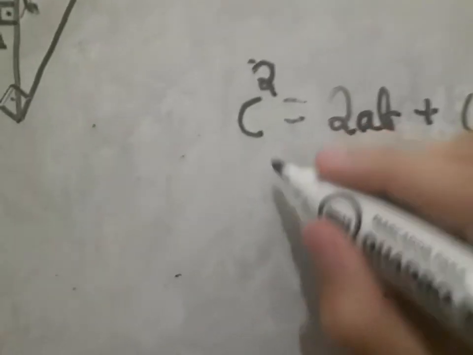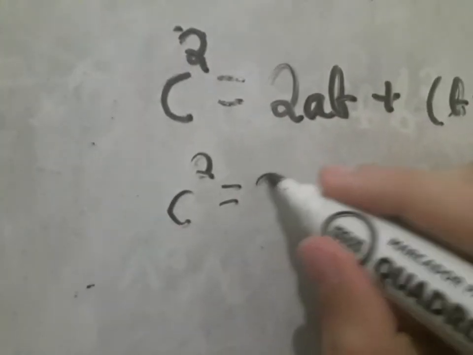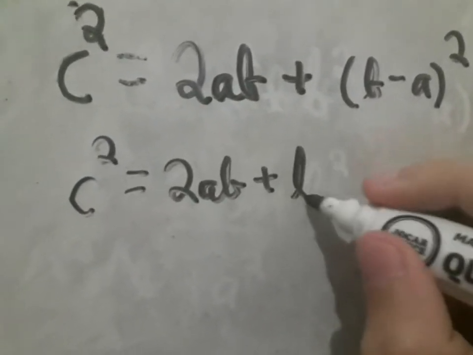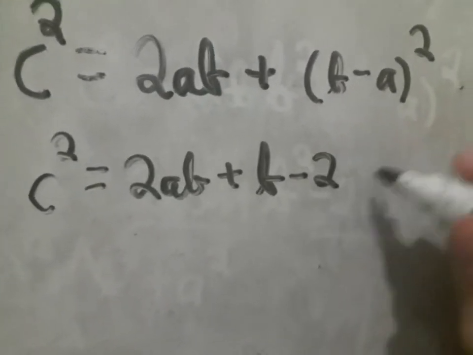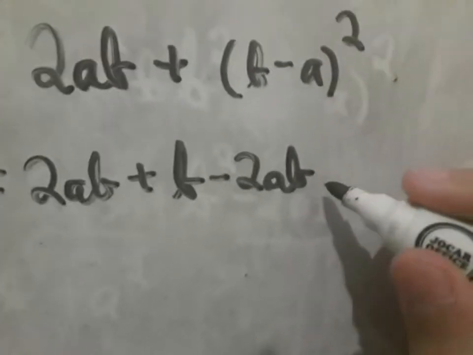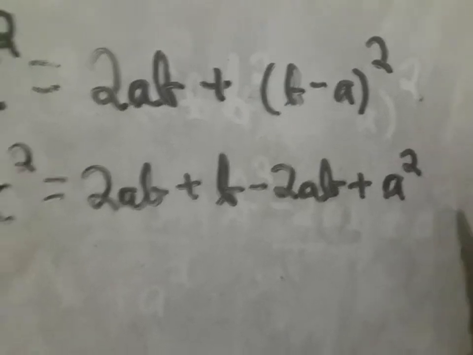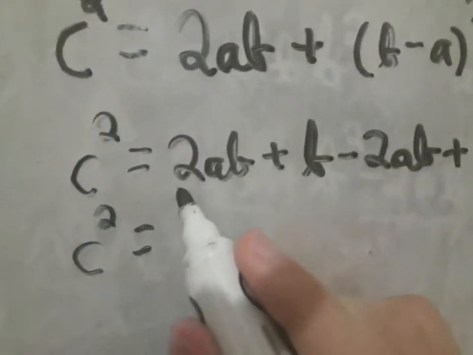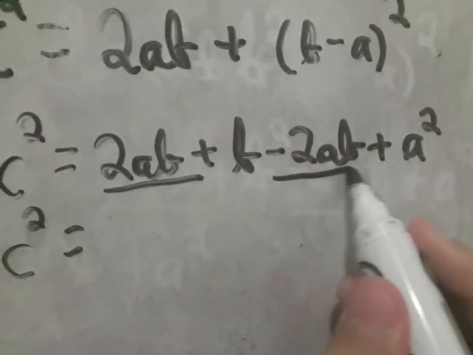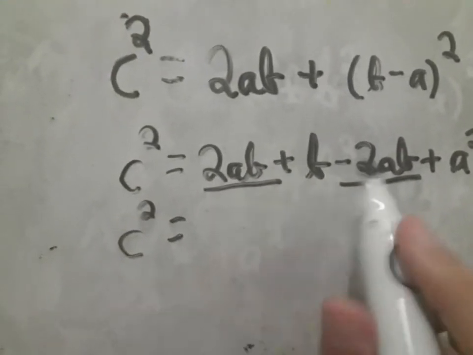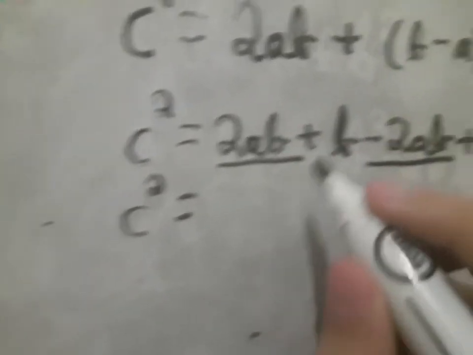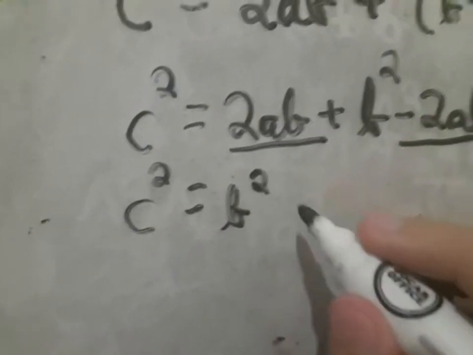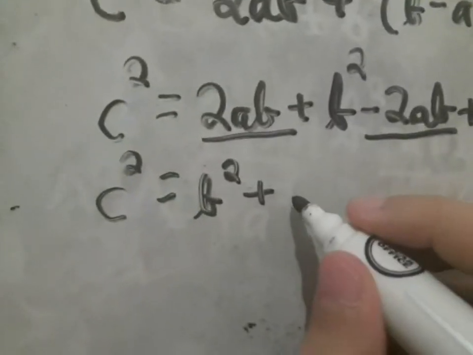Okay, so let's rewrite it as c squared equals 2ab plus b squared minus 2ab plus a squared. These two 2ab terms cancel out because they are equal, and the only thing that changes is that one is plus and the other is minus, so they subtract from each other and get 0. So we get b squared plus a squared, so c squared equals a squared plus b squared.